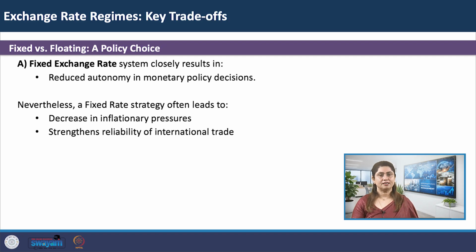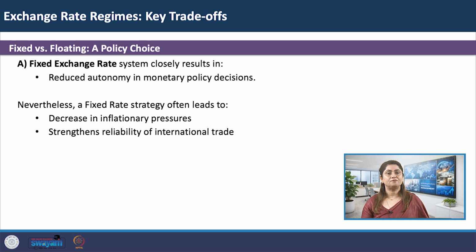Let me synthesize the key trade-offs we have discussed throughout this lecture. This is the conceptual heart of why different countries make different choices. When a country adopts a fixed exchange rate system, whether it is dollarization, a currency board or a strict peg, it results in reduced autonomy in monetary policy decisions. You can't set your own interest rates independently. You can't print money. You can't devalue. These tools are off the table.